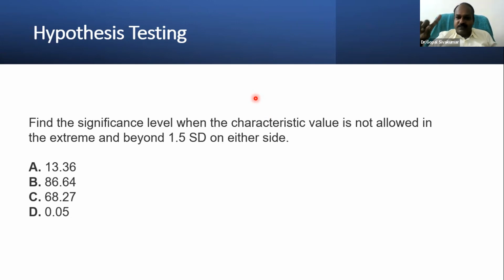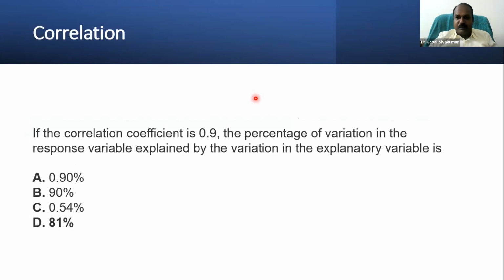So what is the significance level they are asking? Which means the probability beyond 1.5 on both sides. What is the probability, or what is the area beyond 1.5 standard deviation? So we have to go to the normal distribution curve again, right? So let me go to the normal distribution curve and quickly show you where it is in Minitab.